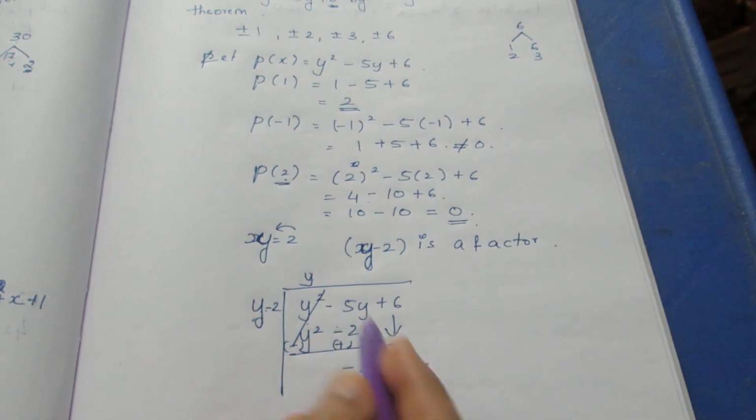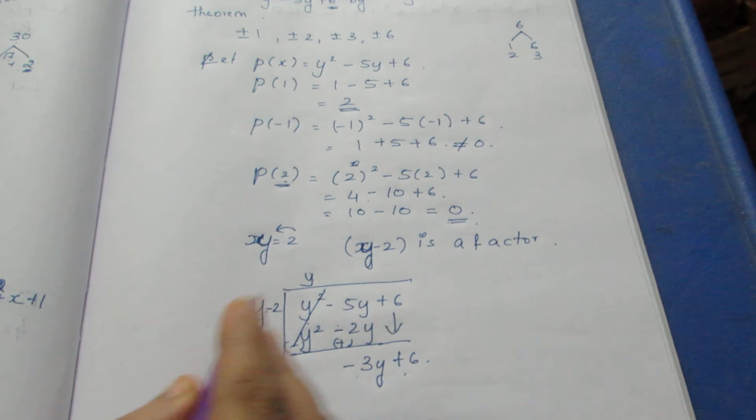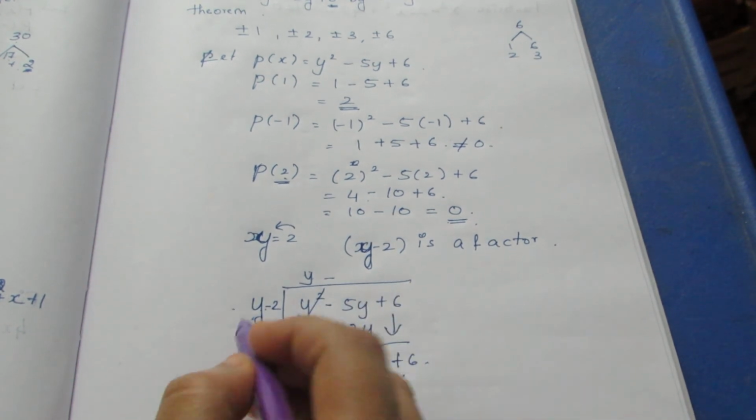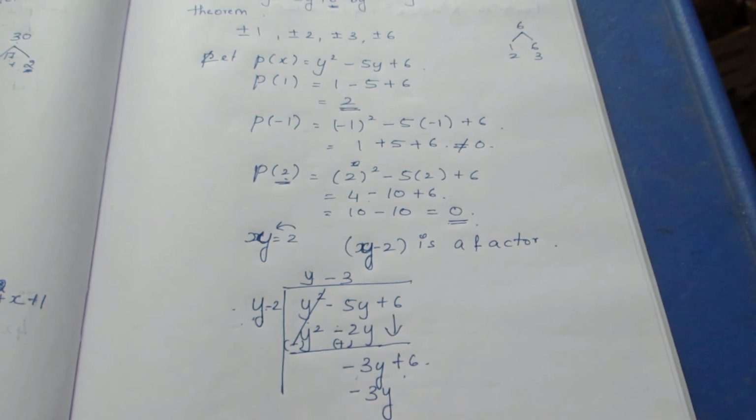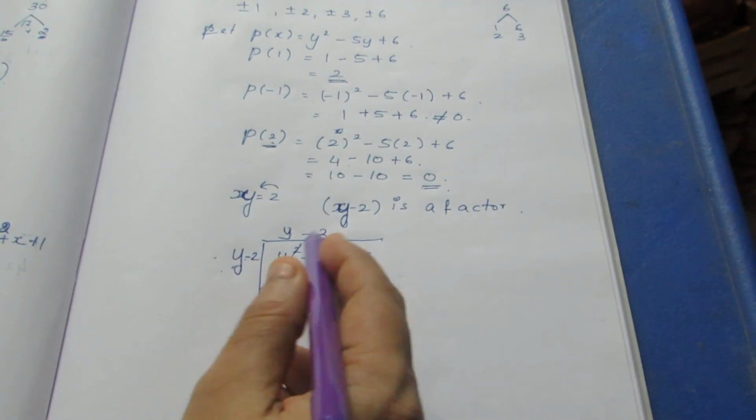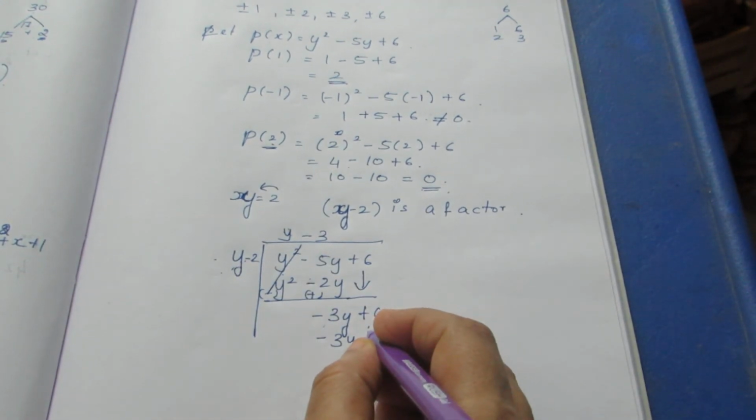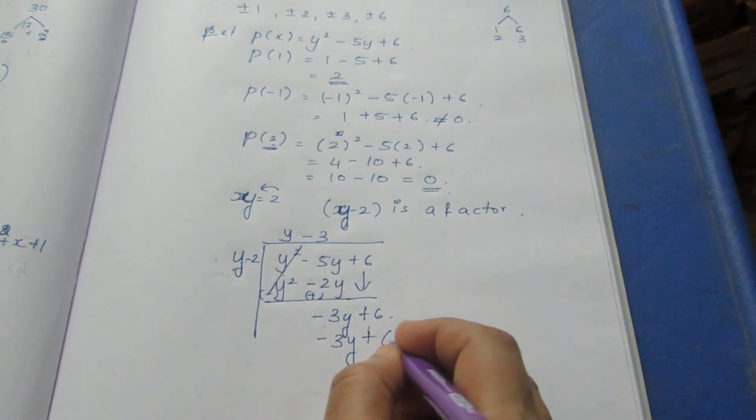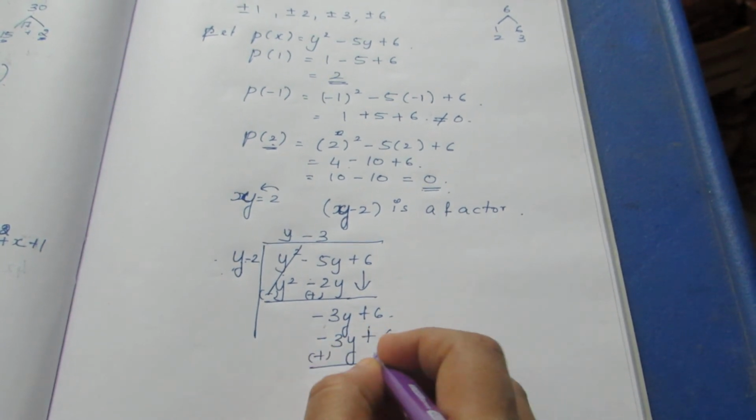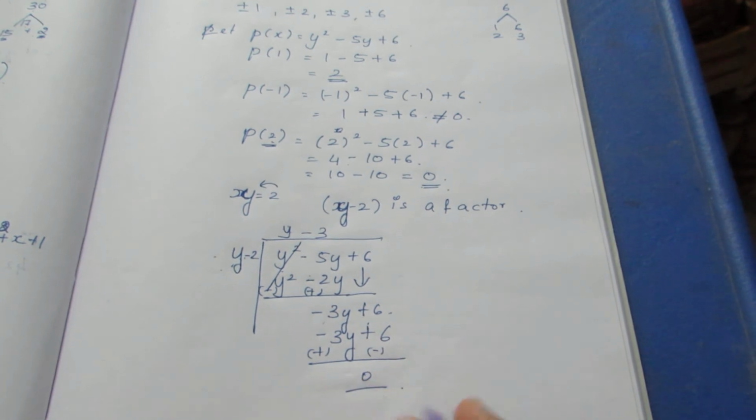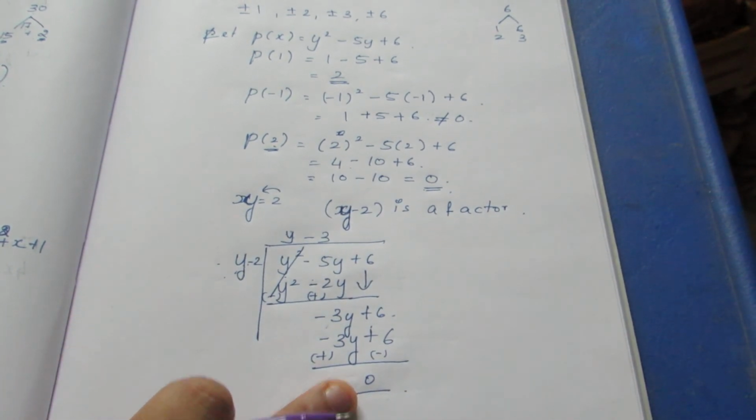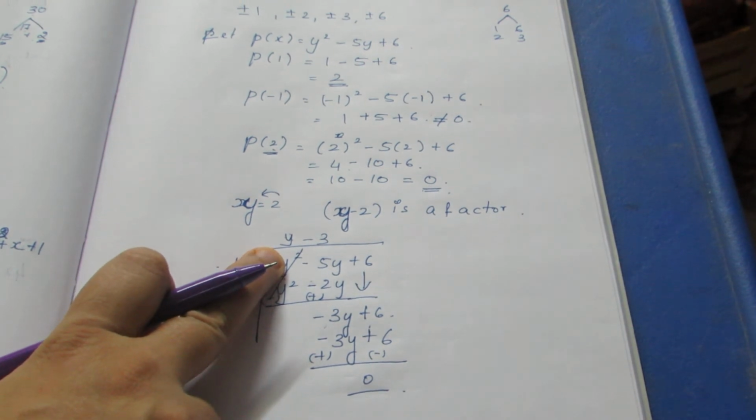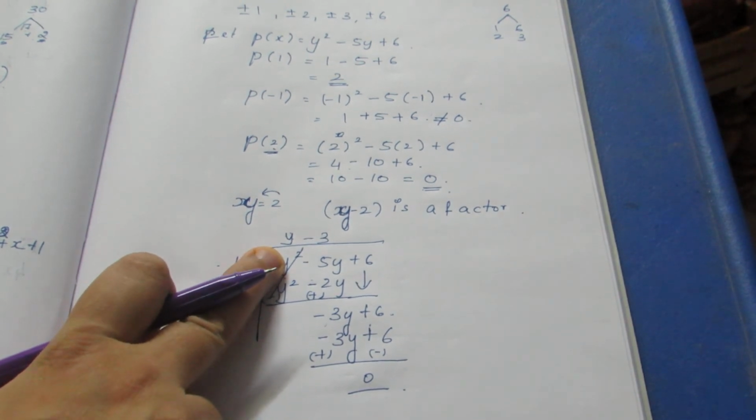Now y into what gives you minus 3y? Plus into minus gives minus, 1 into 3 gives 3, and that is only y. So write minus 3. Now multiply these two: minus into minus becomes plus, and 3 twos are 6. If you change the sign, I get 0. So my division is correct, because it is a factor. You will always get the remainder to be 0. Now the other factor is the quotient, that is y minus 3.